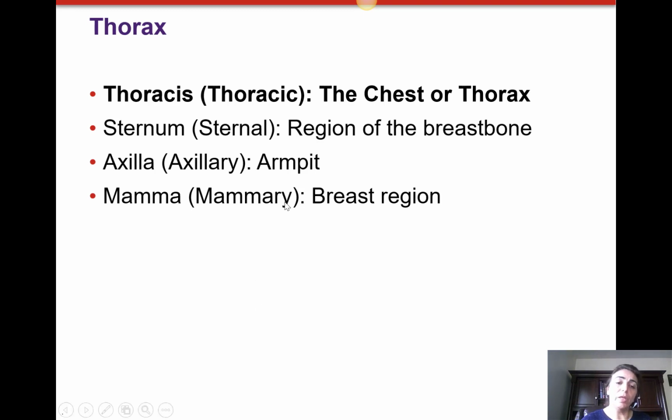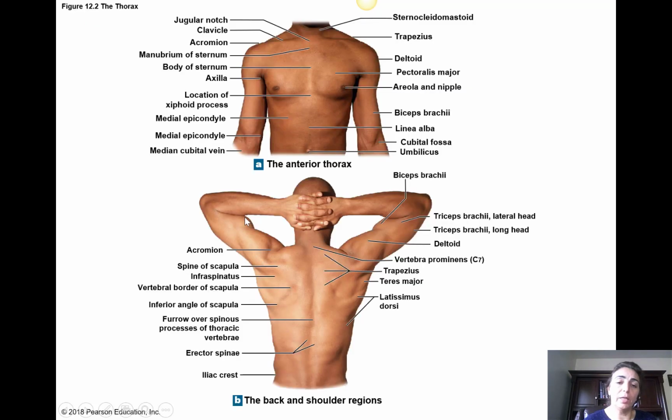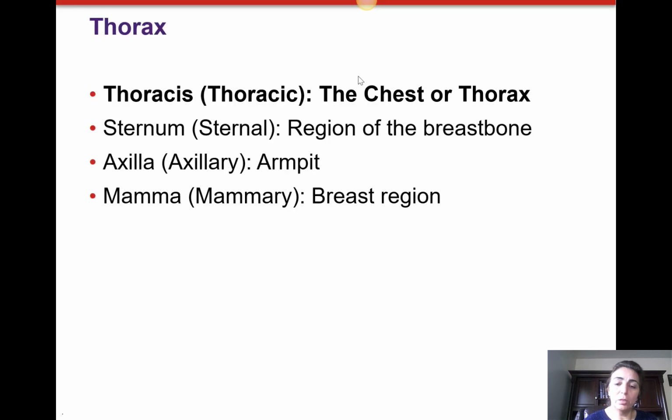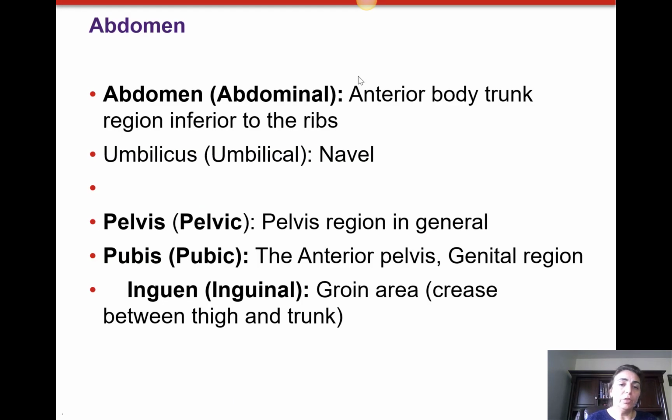The area of the armpit is called axilla, and the adjective for that is axillary, and the breast region is called the mama, and the adjective for that is mammary. So you see all these for the anterior of the thorax, the thoracis area, and here is the posterior that we already talked about. For the anterior, you have the sternum area, the sternal area, as we use in our adjective. You have the mama here, you have the armpit here, and that's it. And for the abdomen, the adjective for that is abdominal.